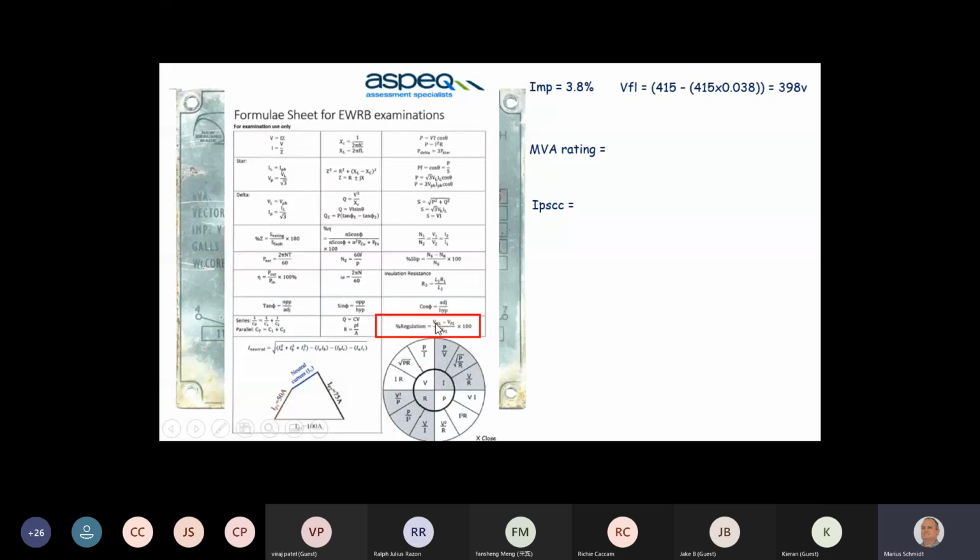There's a formula to work out the MVA. It's just an example. To work out the MVA, you take your kVA and you divide it by what? By the percentage impedance. Yeah. So I'm going to say that again.